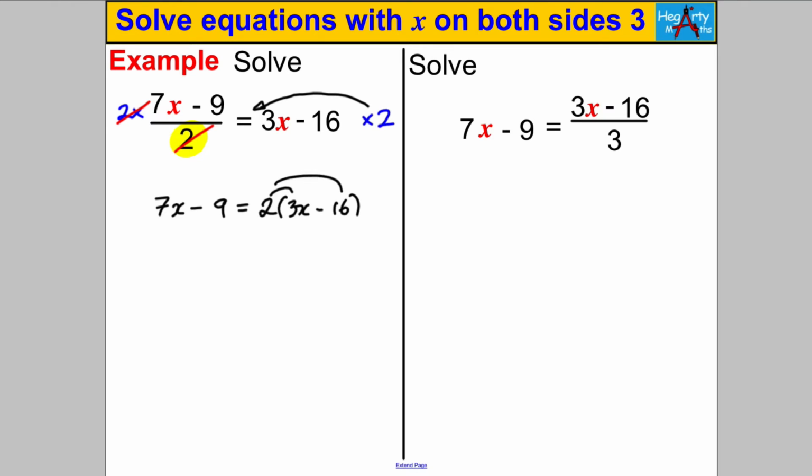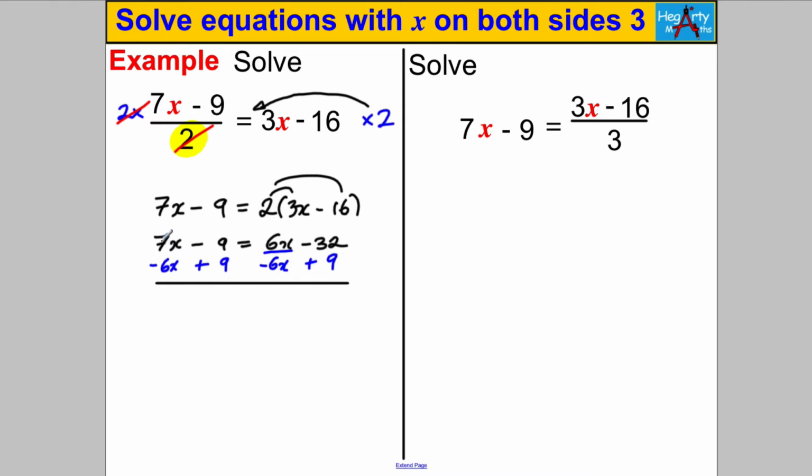Now let's expand that bracket as my next stage of working. 7x subtract 9 is equal to 2 multiplied by 3x is 6x. 2 multiplied by negative 16 is negative 32. Now I want all the x's on the left hand side and the numbers on the right to solve for x. So this 6x here, I'm going to subtract 6x from both sides. And to undo this take away 9, I'm going to add 9 to both sides at the same time. That will get me with all the x's on the left and all numbers on the right.